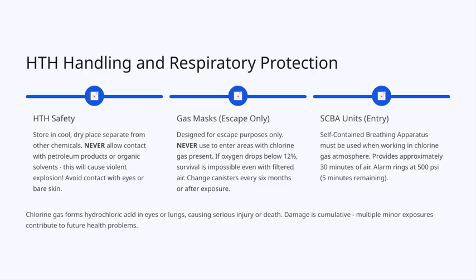When working directly in a chlorine gas environment, you must use self-contained breathing apparatus, or SCBA units. These units provide about 30 minutes of breathable air and are essential for safe entry. Keep in mind, the alarm on these units rings at 500 psi, which indicates roughly 5 minutes of air remaining, so always plan accordingly. It's important to remember that chlorine gas reacts with eyes and lungs to form hydrochloric acid, which can cause severe injuries or even death.